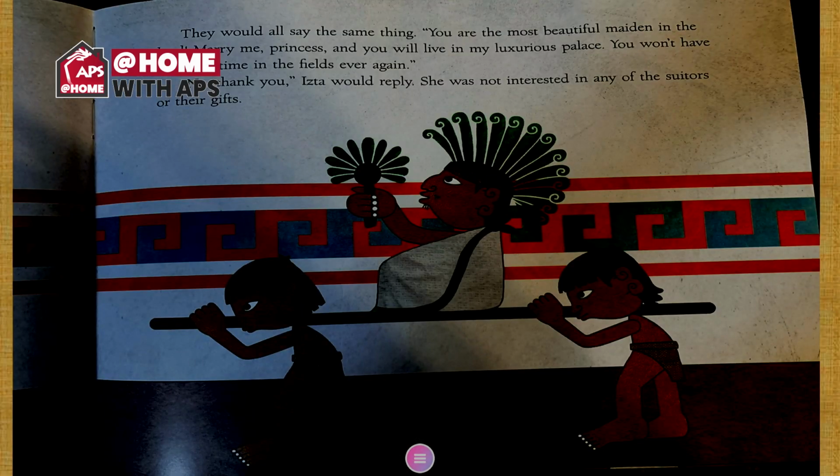They would all say the same thing. "You are the most beautiful maiden in the land. Marry me, princess, and you will live in my luxurious palace. You won't have to spend time in the fields ever again." "No, thank you," Itza would reply. She was not interested in any of the suitors or their gifts.